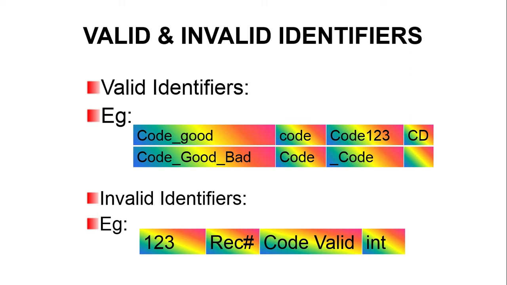And the examples of invalid identifiers: 123, so a number is not allowed, and a special character is also not allowed. White space is a third example. Code space valid is also an invalid identifier, and int is a keyword, so it is also an invalid identifier.